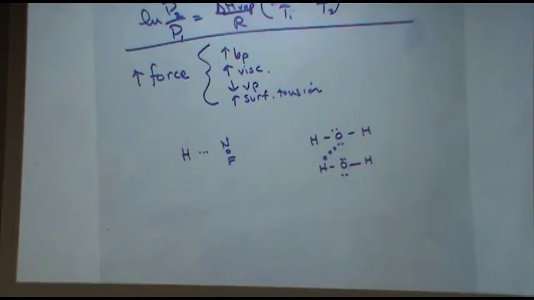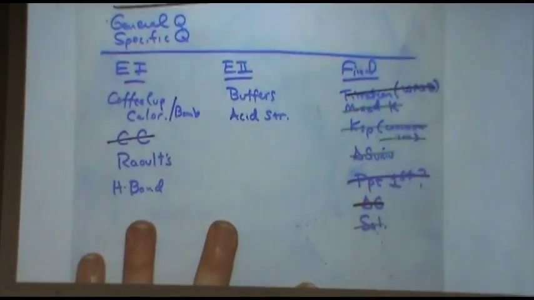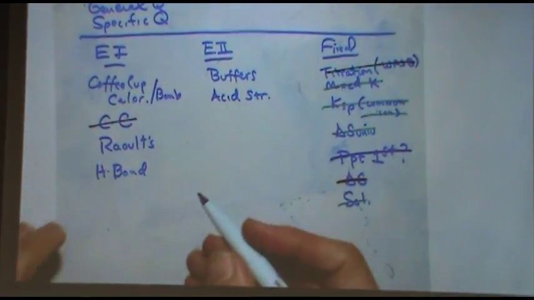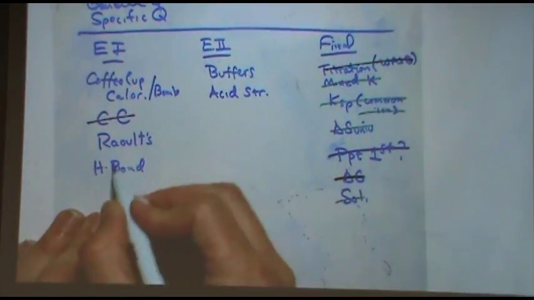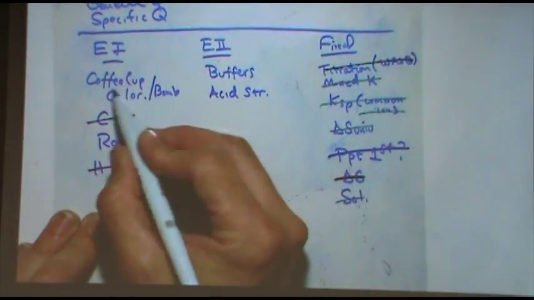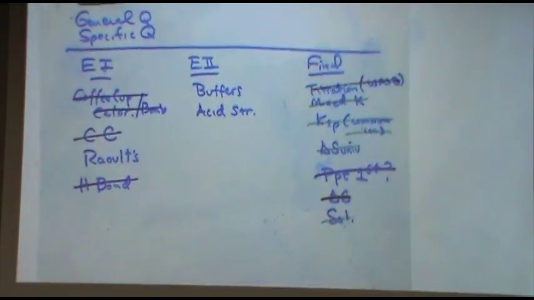It is, per force unit, the strongest. The only way that it can be overcome is, say, by the London force having a very large molar mass for a compound. The London force can overtake it. Any particular questions that people had on H bonding? Okay? H bonding. Let's look at the calorimetry.